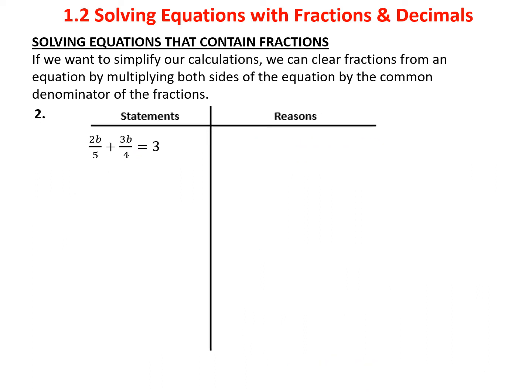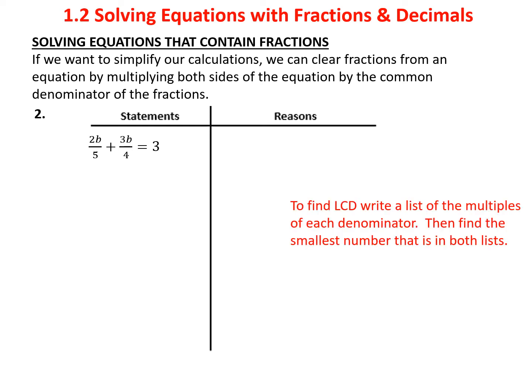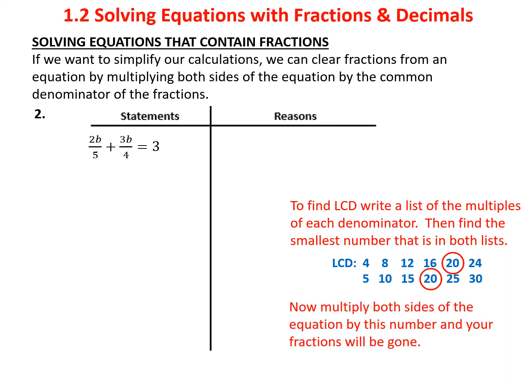Problem 2, you'll do on your own, although I'll give you a little hint here. Again, how do we get rid of the fractions? We multiply by the common denominator. How do we find the common denominator? List multiples of the two denominators. So notice 4 and 5. There's my 4, 8, 12, 16, 20, 24, and my 5, 10, 15, 20, 25, 30. What's the smallest number? 20. So in this problem, I'm going to multiply both sides by 20. So good luck on this problem.